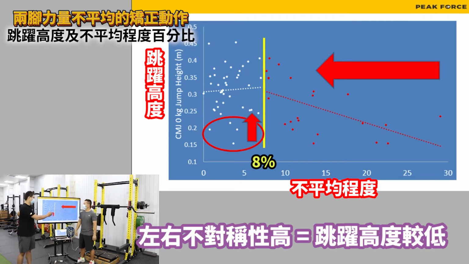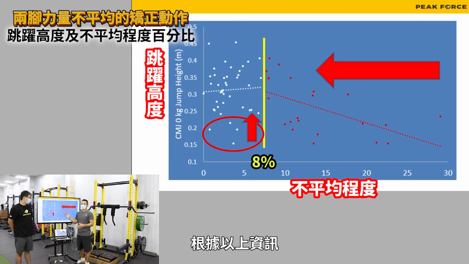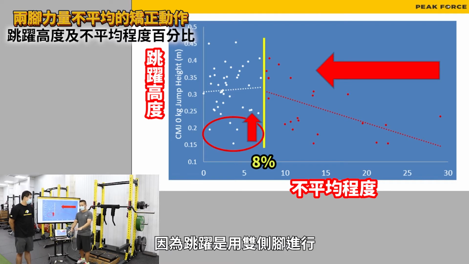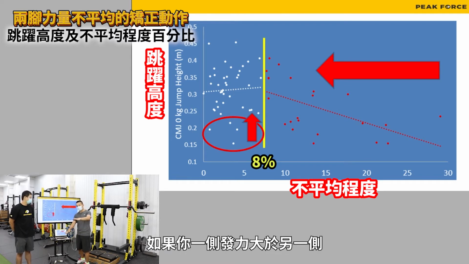So based on this kind of stuff, it's very obvious that the asymmetry value influence the jump performance between left and right because you're using both sides together. If you have one side more than the other, it happens like this.